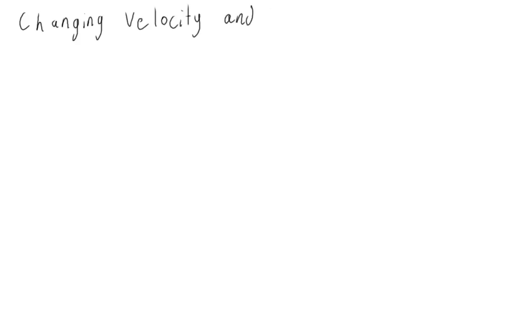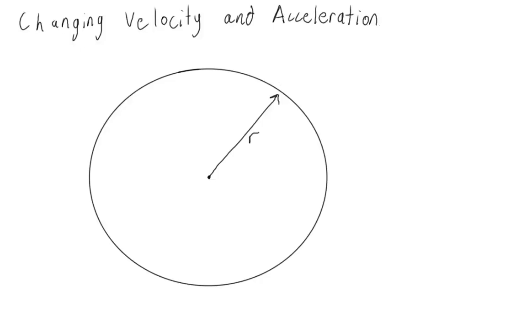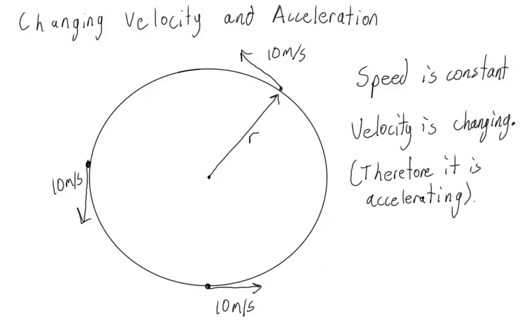It is possible for the velocity of an object to be constantly changing throughout a motion. One example of this is circular motion. If a car is driving the circle of radius r at a constant speed of 10 meters per second, the direction is constantly changing. Since the direction is changing, the velocity is also changing, as it is a vector quantity.